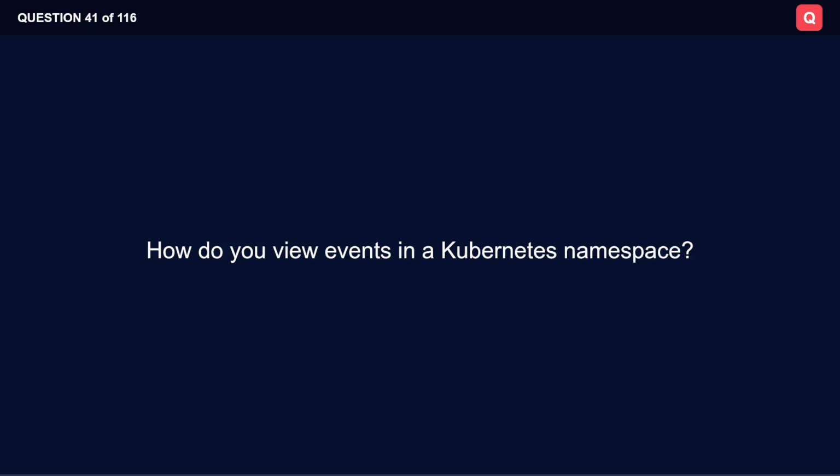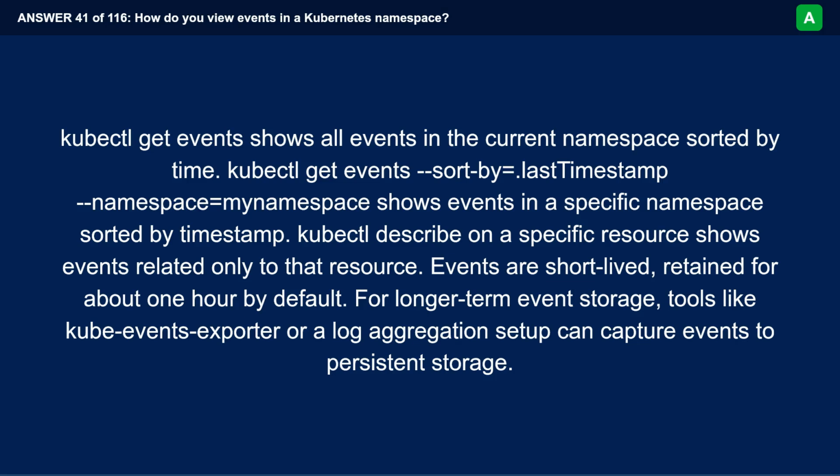How do you view events in a Kubernetes namespace? Kubectl get events shows all events in the current namespace, sorted by time. Kubectl get events --sort-by=.lastTimestamp --namespace=my-namespace shows events in a specific namespace, sorted by timestamp. Kubectl describe on a specific resource shows events related only to that resource.